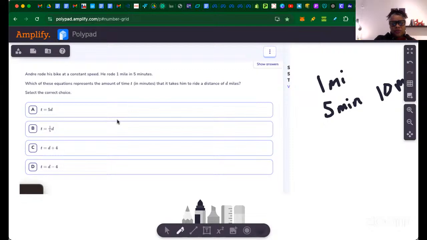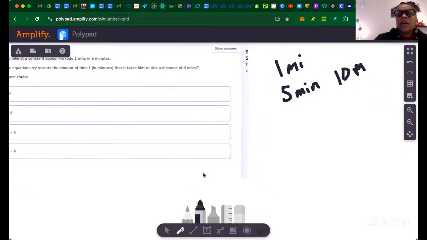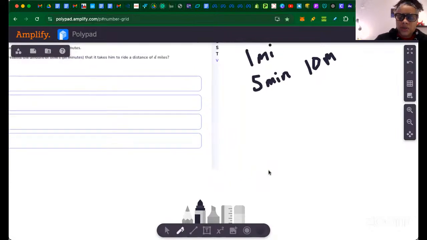What did you do to that 3 to get 15? Okay, so you multiply the amount of miles. You multiply not the number of miles. Let me show you again. Multiply the number of miles, not by the number of minutes. So here's what I mean.